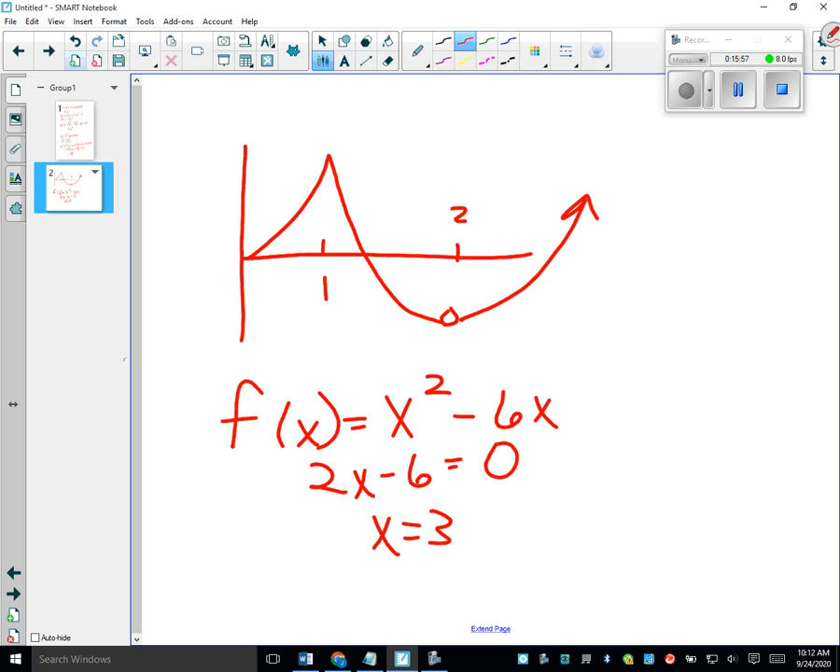That is not a point. How do I find a point? You plug it back into y. Okay. So what point is there a horizontal tangent? 3, negative 9. That is the point.